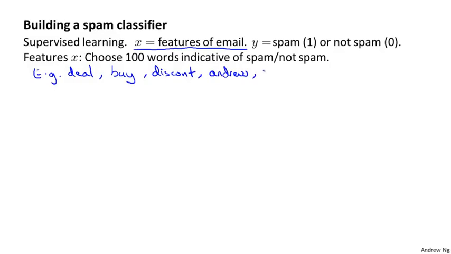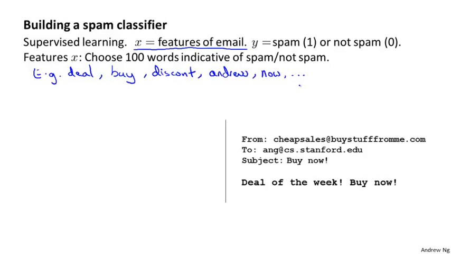And maybe for some reason I think the word now may be indicative of non-spam because I get a lot of urgent emails, and so on, and maybe we choose 100 words or so. Given a piece of email, we can then take this piece of email and encode it into a feature vector as follows. I'm going to take my list of 100 words and sort them in alphabetical order, say. Doesn't have to be sorted, but here's my list of words, buy, deal, discount, and so on, and eventually I'll get down to now, and so on.